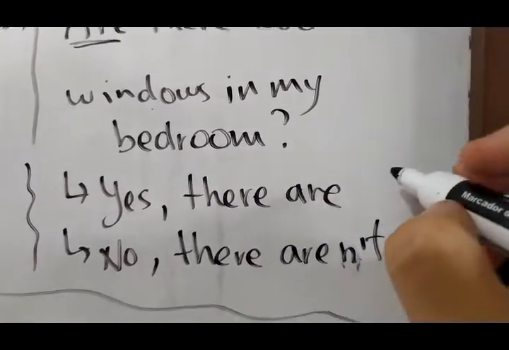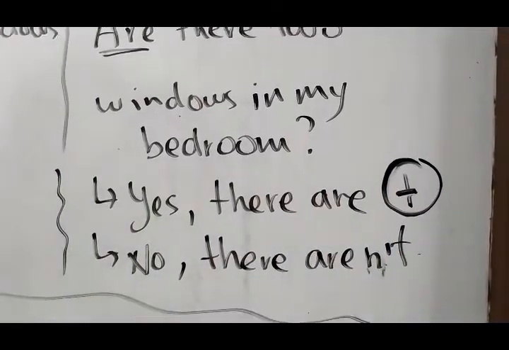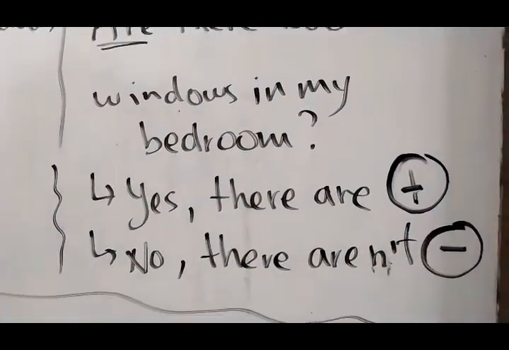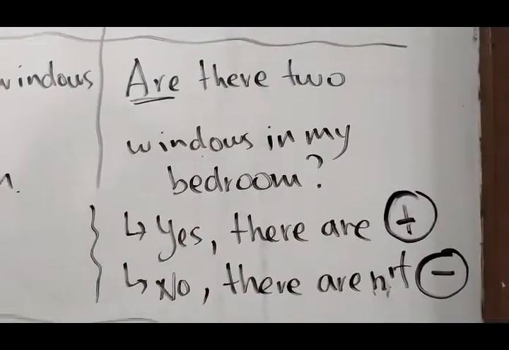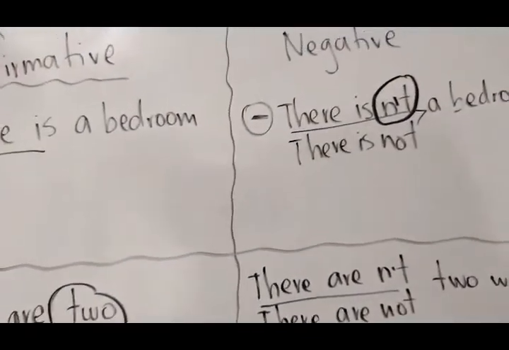Si la respuesta es afirmativa, que si las hay, por ejemplo, yes, there are. Si de pronto es negativa, que no hay 2 ventanas, no, there aren't. So, guys, this is basically the topic for there is and there are.